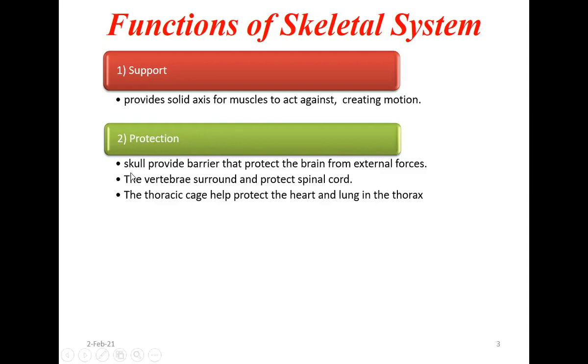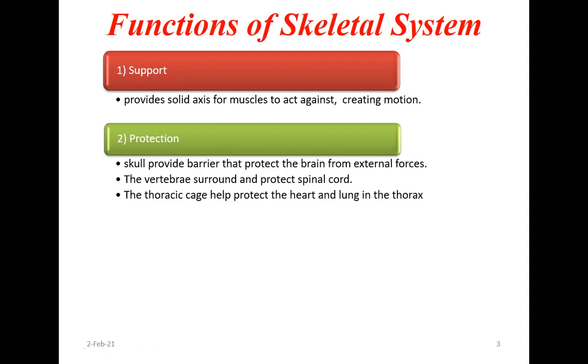Similarly, there is an extension of the brain called the spinal cord that is also protected by many bones. They are called vertebrae, which surround and protect the spinal cord. These vertebrae form the backbone, also called the vertebral column. Many vertebrae together form the vertebral column, which protects what is inside it, the extension of the brain called the spinal cord.